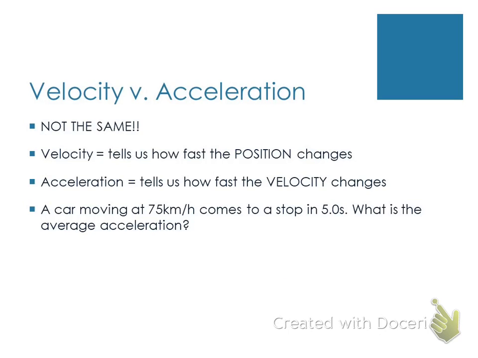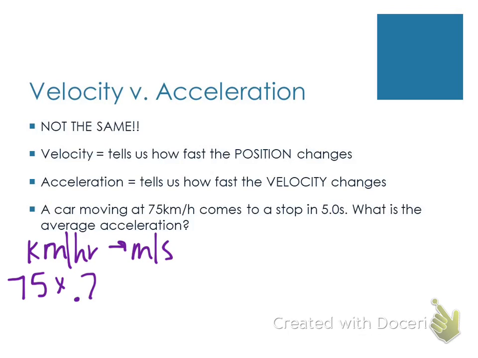So to go from kilometers per hour to meters per second, do you remember the shortcut? 75 times 0.2778. Tell me what we get there. Should be roughly 24, 25, 23, 28? 20.8. Oh, 20.8. Okay, thank you.